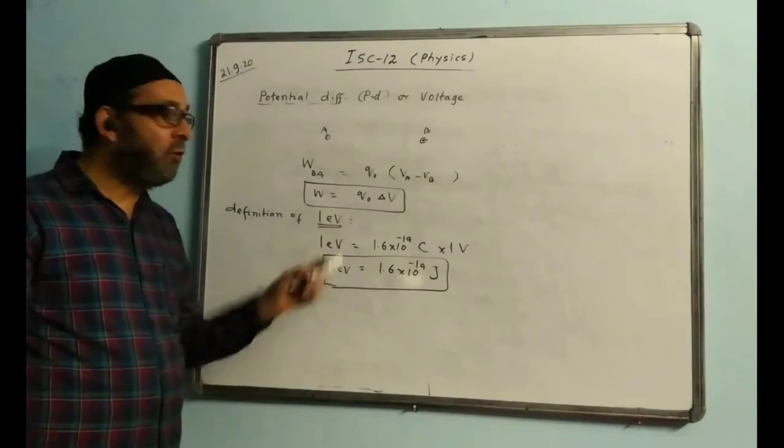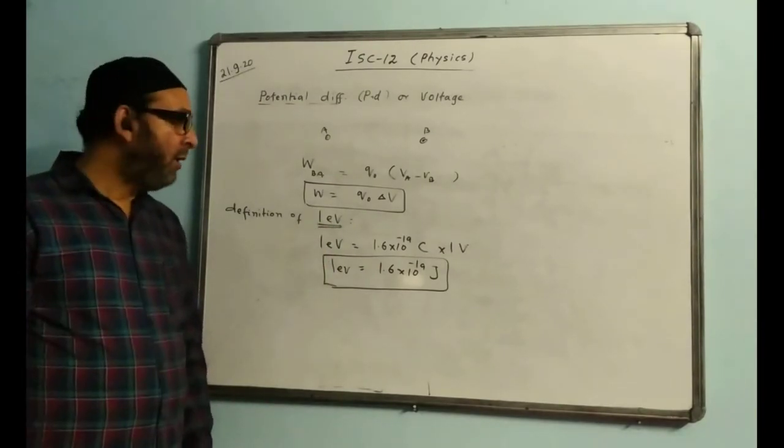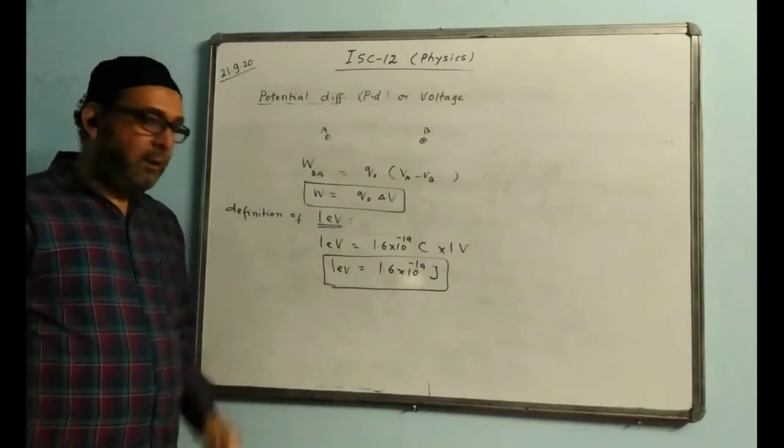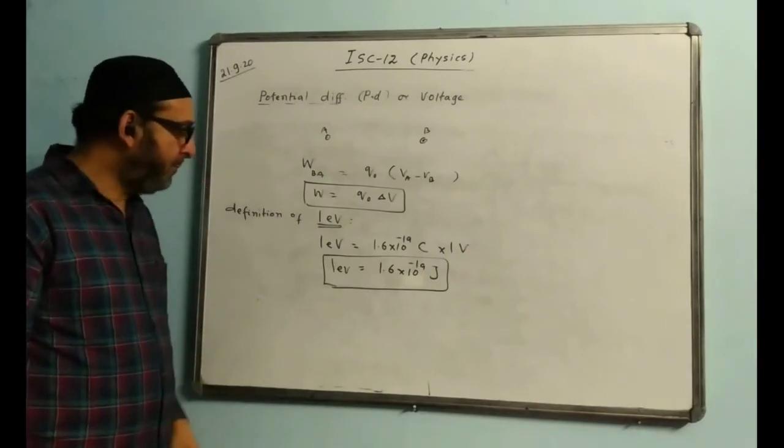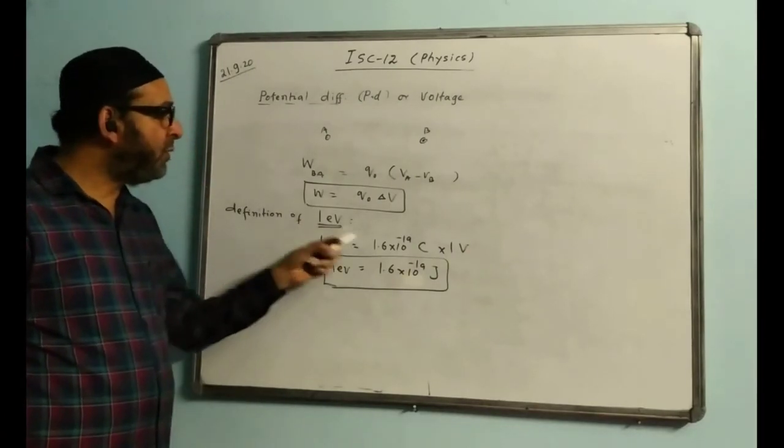In 1 eV, how much voltage do we give? We give 1 volt. And how many electrons are there? 1, because the charge of 1 electron is only this way.